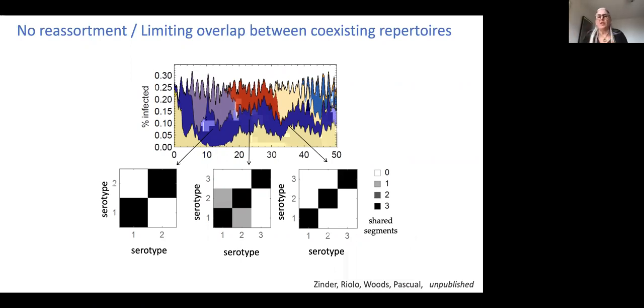I just want to tell you that in a model of this, you see here an example where there is no reassortment. I'm stacking up the abundance of the different viruses in colors. The colors represent a different combination, a different strain. The red strain invaded, and on the bottom we are looking at the number of shared segments. If you are only sharing segments on the diagonal, you are purely discordant. You see that these introductions give you some overlap temporarily, and then the system reorganizes into the discordant states.